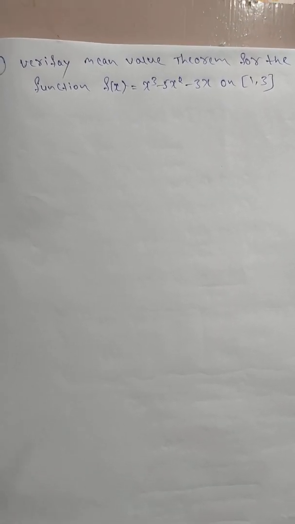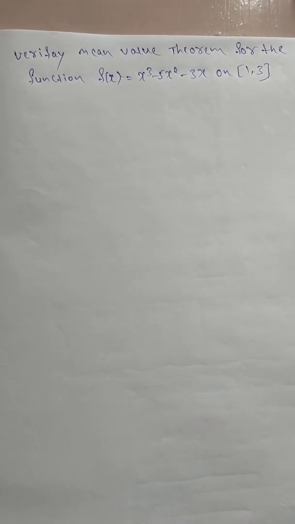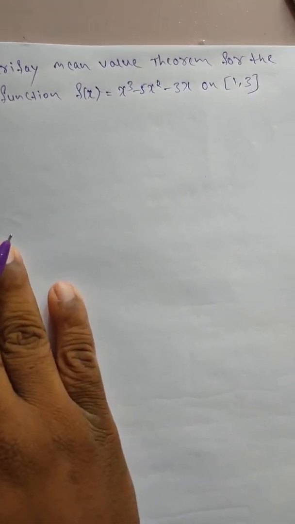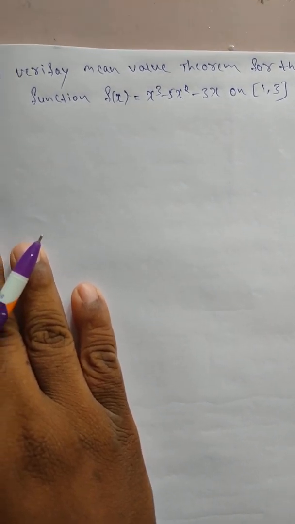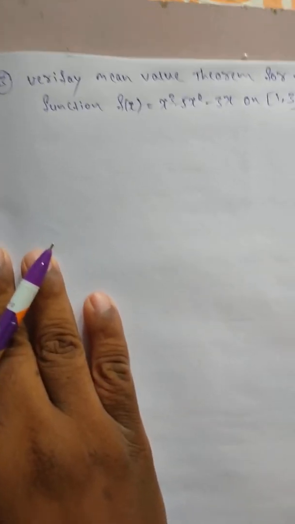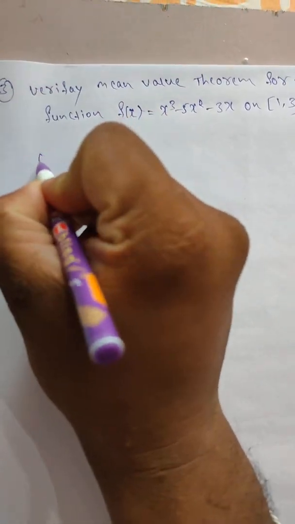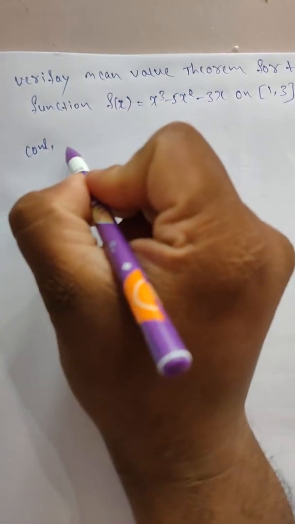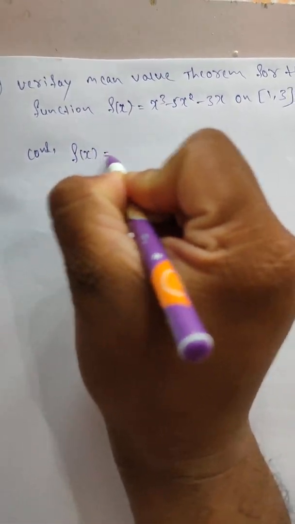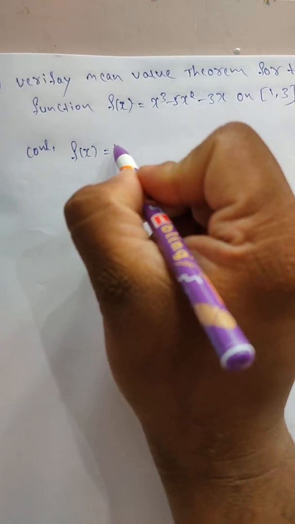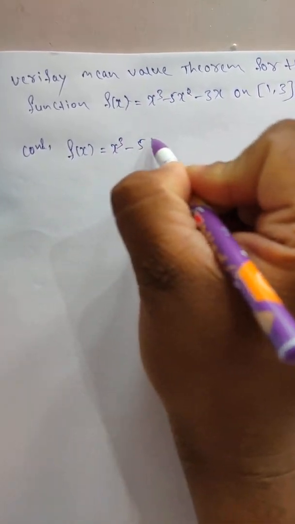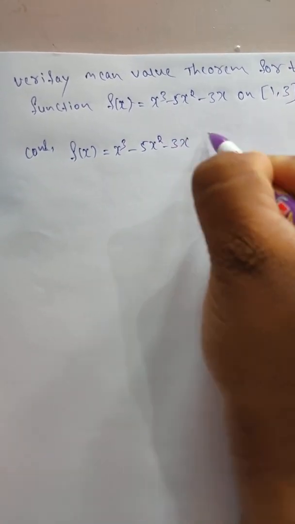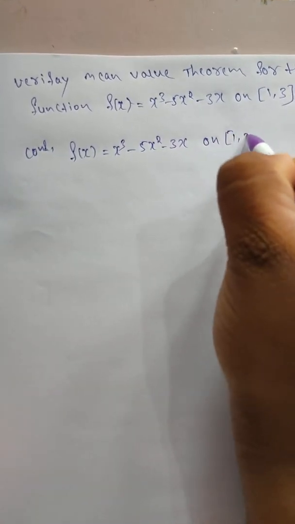Now we will go for the next problem in the mean value theorem. Verify the mean value theorem for the function f of x is equal to x cube minus 5x square minus 3x on closed interval 1 comma 3. This is the last problem of this concept. Now let me consider f of x is equal to x cube minus 5x square minus 3x on closed interval 1 comma 3.